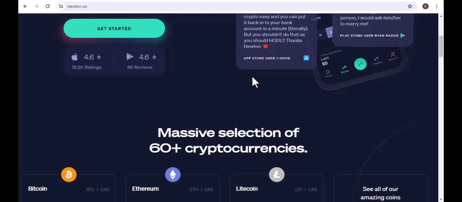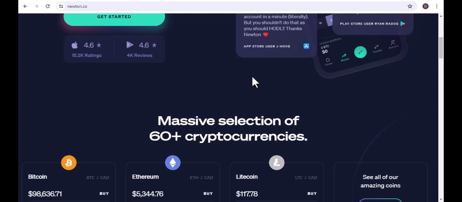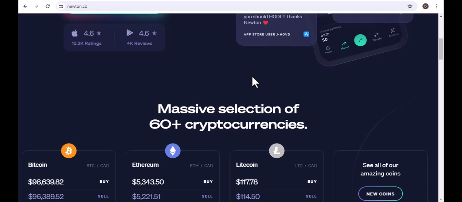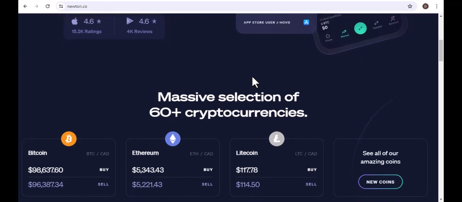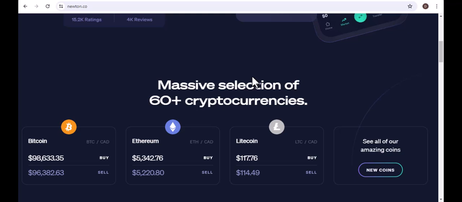So, why is understanding these fees so critical? Well, imagine you're making frequent trades, trying to capitalize on the volatile crypto market. Even seemingly small fees can eat into your profits significantly over time. On the other hand, if you're a long-term holder, buying and holding your crypto, certain types of fees might be less of a concern. Newton has positioned itself as a low-fee platform, which is a big draw for many users. But low is a relative term. What exactly does it mean in the context of their services?